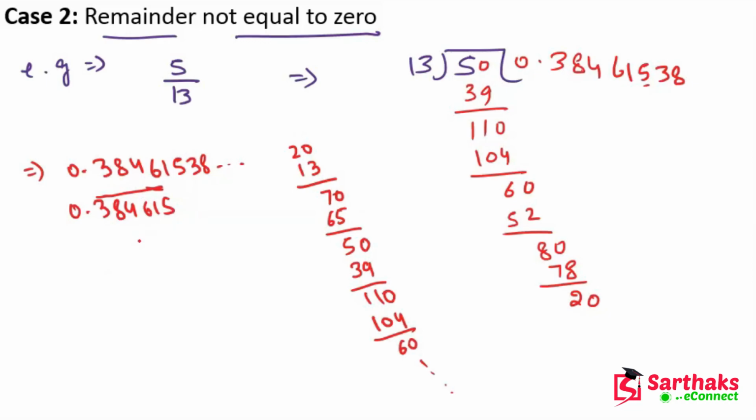Okay, so here we can say that the decimal expansion of a rational number is non-terminating and repeating. Okay, I hope you get this point, my dear friends.